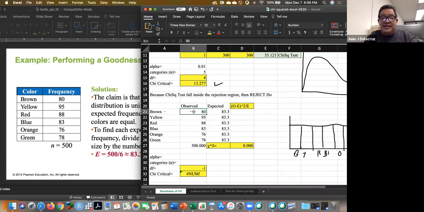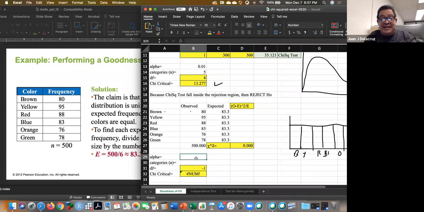So once again, I open a bag and I find 80 browns, but there should be 83.3. Of course, you are not gonna find 83.3, but that's the expectation that you have based on the distribution, right? So you are expecting that all of them are the same. So you open the bag and find 95 yellow, 88 red, and so on and so forth. So once again, we are gonna use the same formula. We are gonna subtract the expected from the observed, square it and then divide it by the expected. And then that is gonna be my chi-square distribution. So this is my chi-square test statistic.